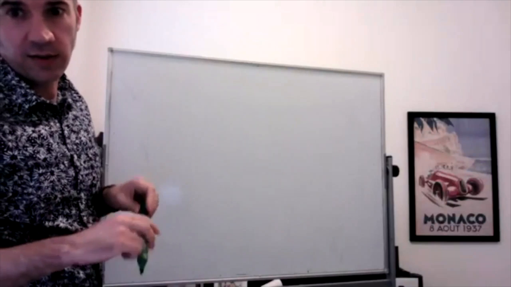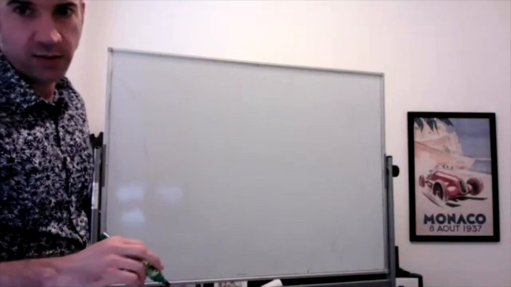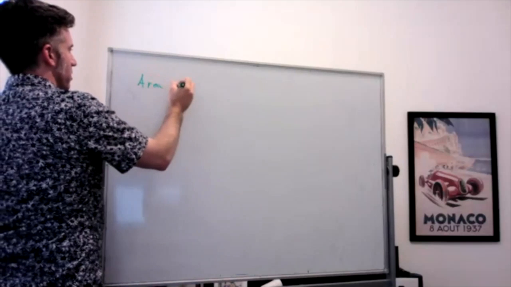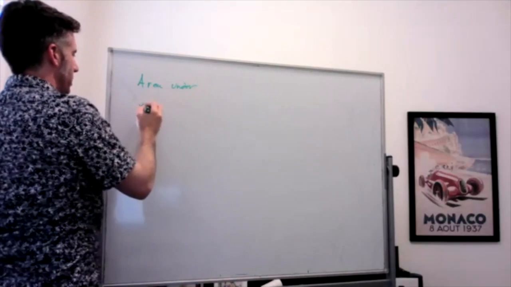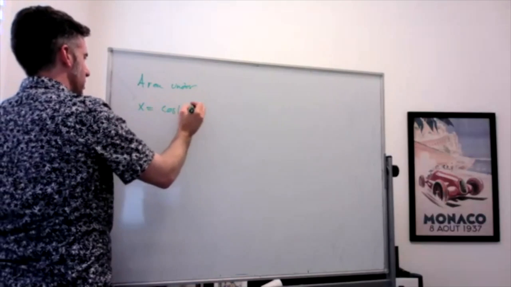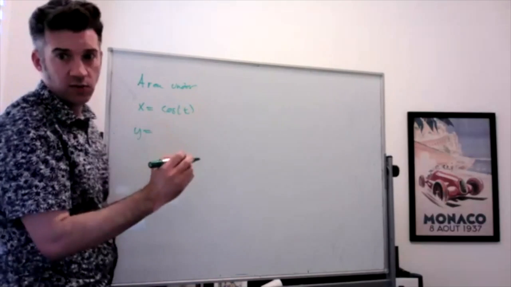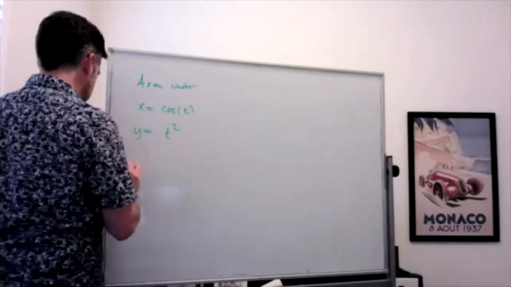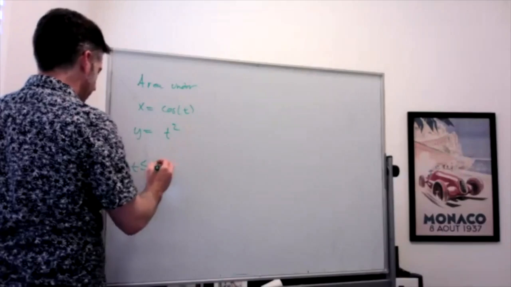Okay. So let's see here. Let's look at this one, which is pretty not terrible. Let's find the area under x equal to cosine of t, y equal to t squared for t between 0 and pi.